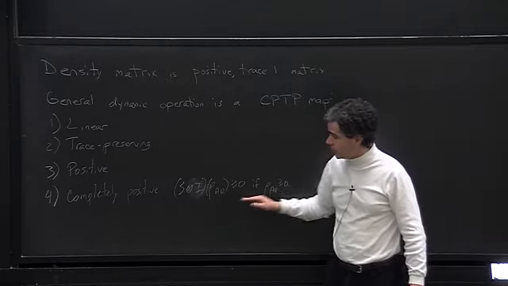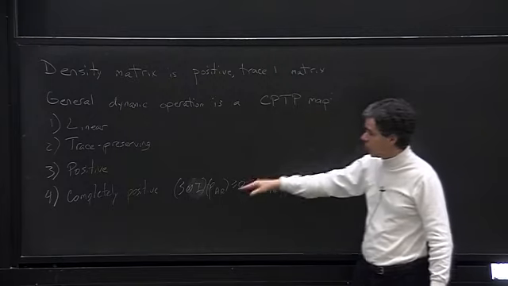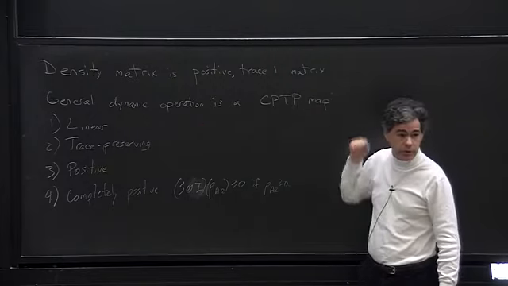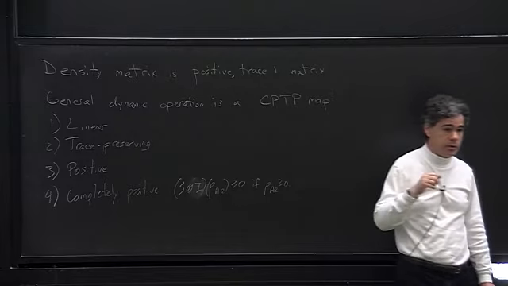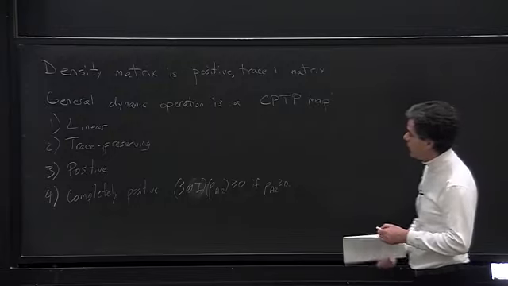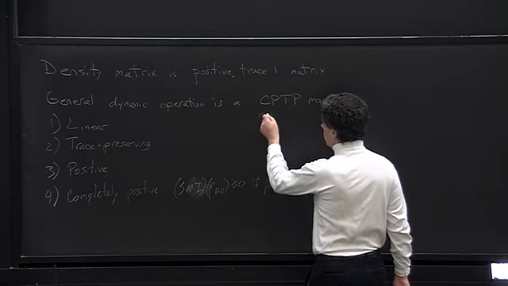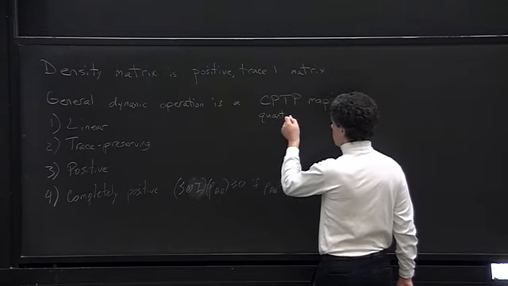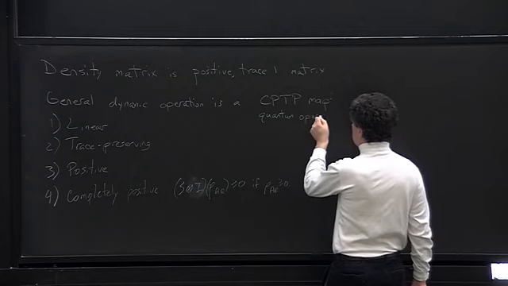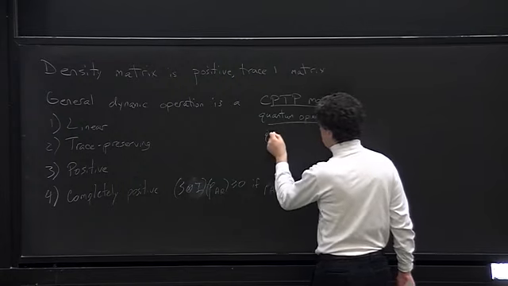But this is the last condition. And if we have a map that's completely positive, trace-preserving, and linear, it gives us a CP-TP map. And any map that satisfies these conditions is an allowed quantum operation. So these things go by various names. They could be CP-TP maps. They could be quantum operations. Or quantum channels.